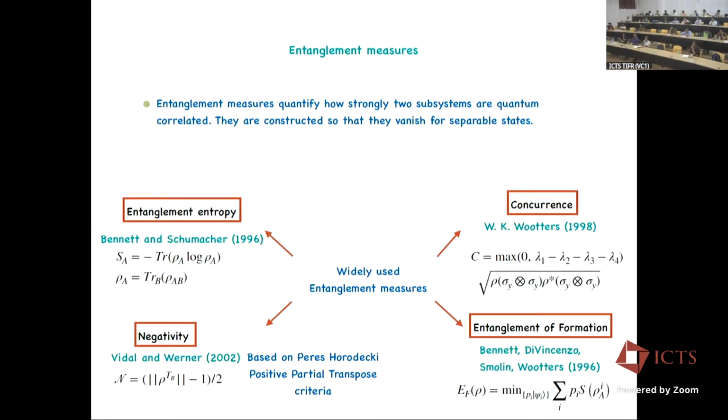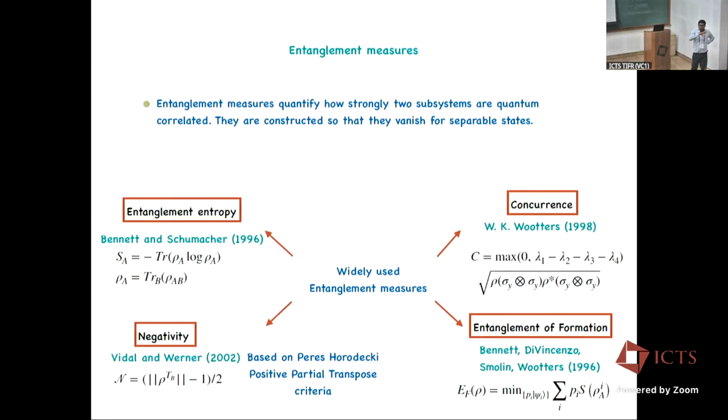This one, the double mod of P. This requires a little bit of discussion. So rho is the density matrix of the composite system, and this composite system has two subsystems, A and B. This is a transpose of the B subsystem. That's why it's called the partial transpose of the density matrix.